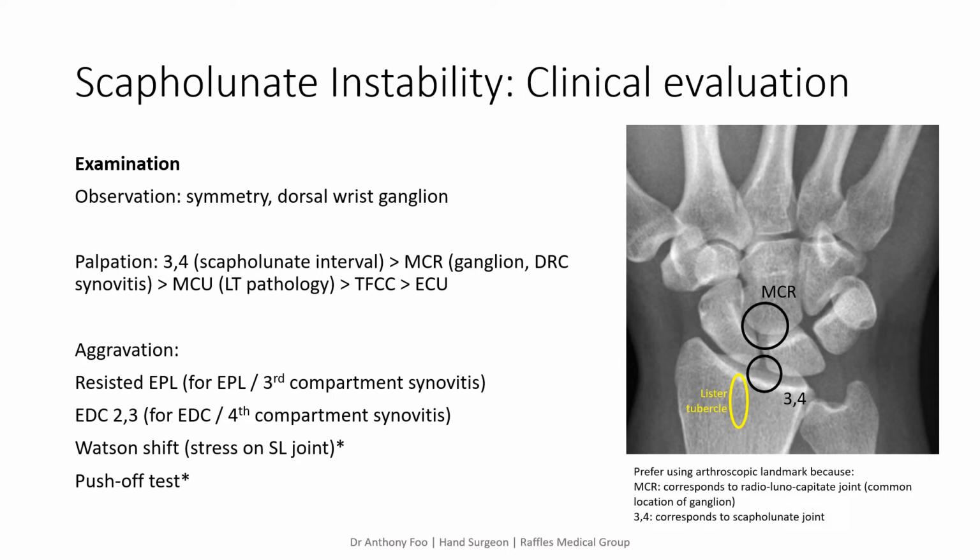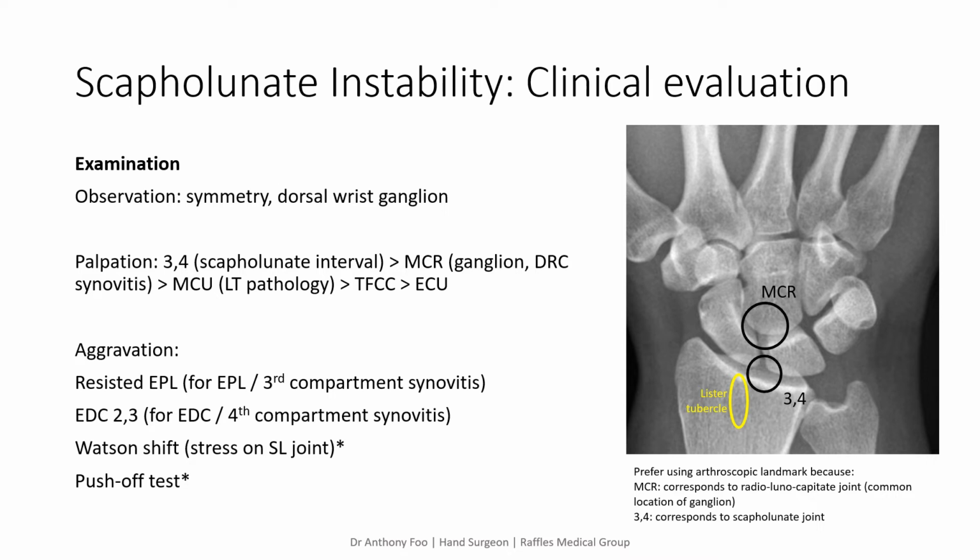So for instance, sometimes EPL synovitis, being a third compartment, may mimic a scapholunate instability by having dorsal-central wrist pain. The same can be said for extensor digitorum communis synovitis. Both EPL and EDC are involved in positioning of the thumb and fingers, and repetitive strain injuries are very common around these parts from, for example, typing or operating machines and so on.